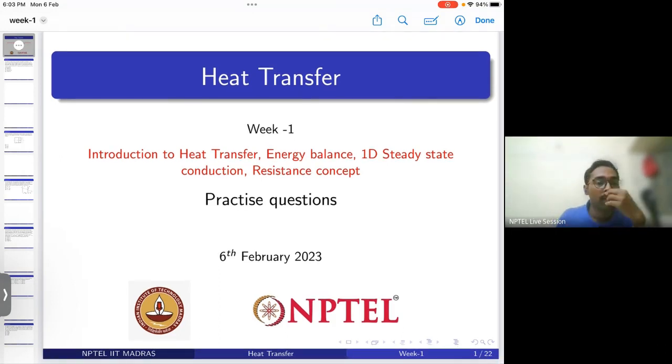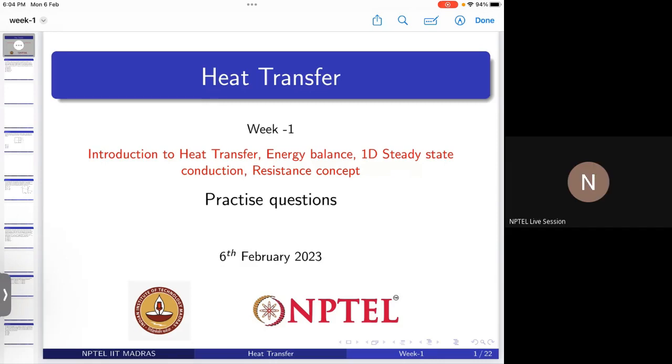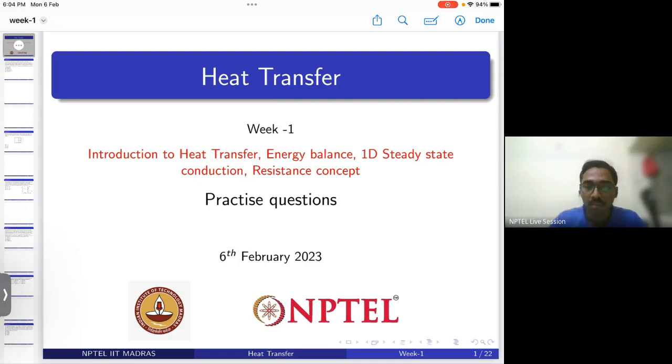First we will have a recap of what the contents were that are taken in week one.